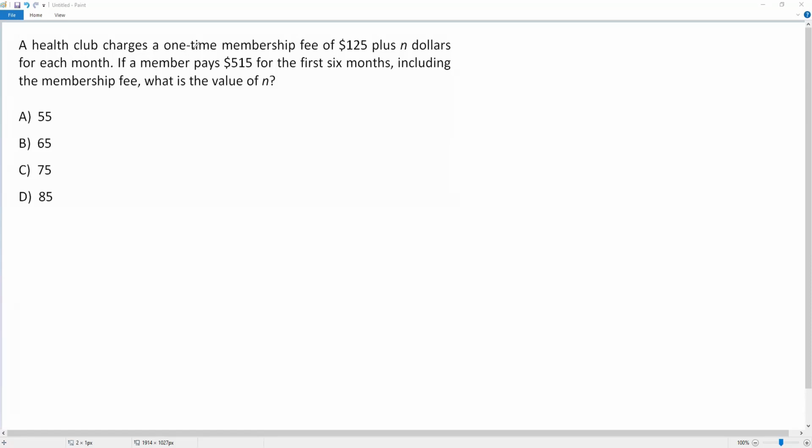A health club charges a one-time membership fee of $125 plus $N for each month. If a member pays $515 for the first 6 months, including the membership fee, what is the value of N?